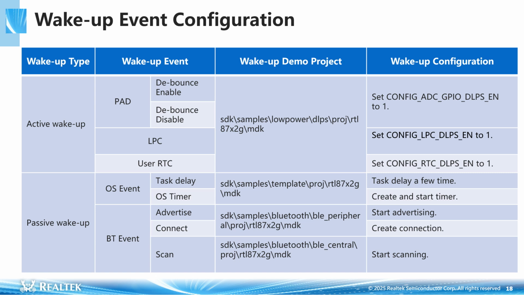In passive wake-up events, 1. OS events include task delay and OS timer. The user can create a task with a time delay or create and start an OS timer to enable the OS wake-up event. 2. BT events include advertise, connect, and scan. The user can start advertising, create a connection, and start scanning to enable BT wake-up events.